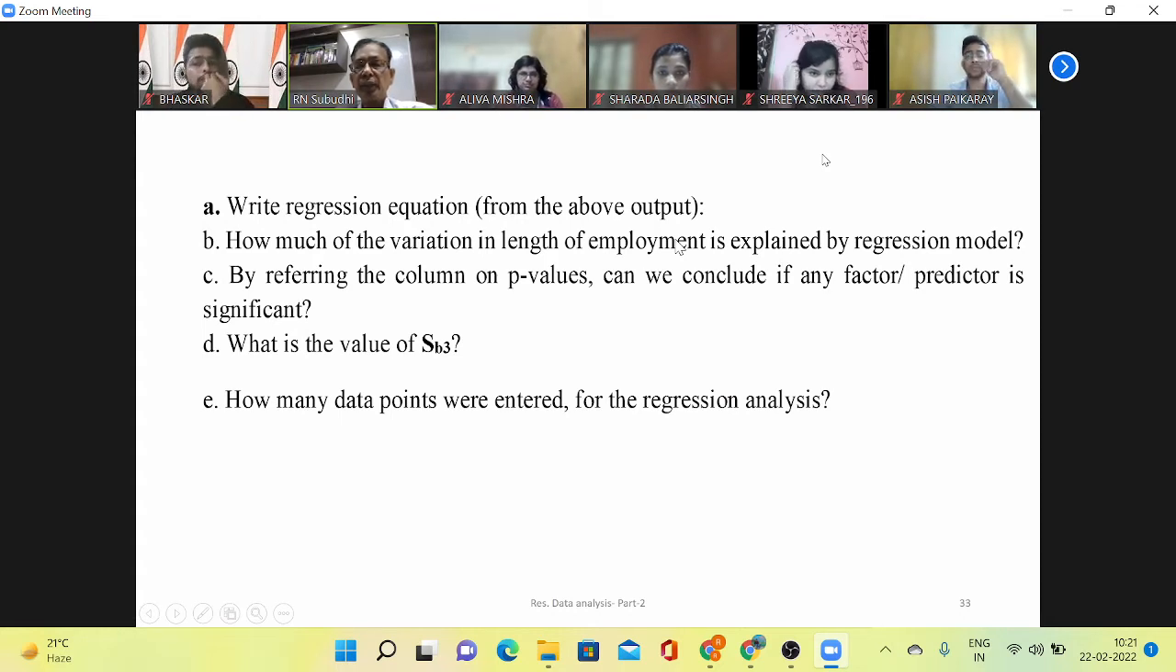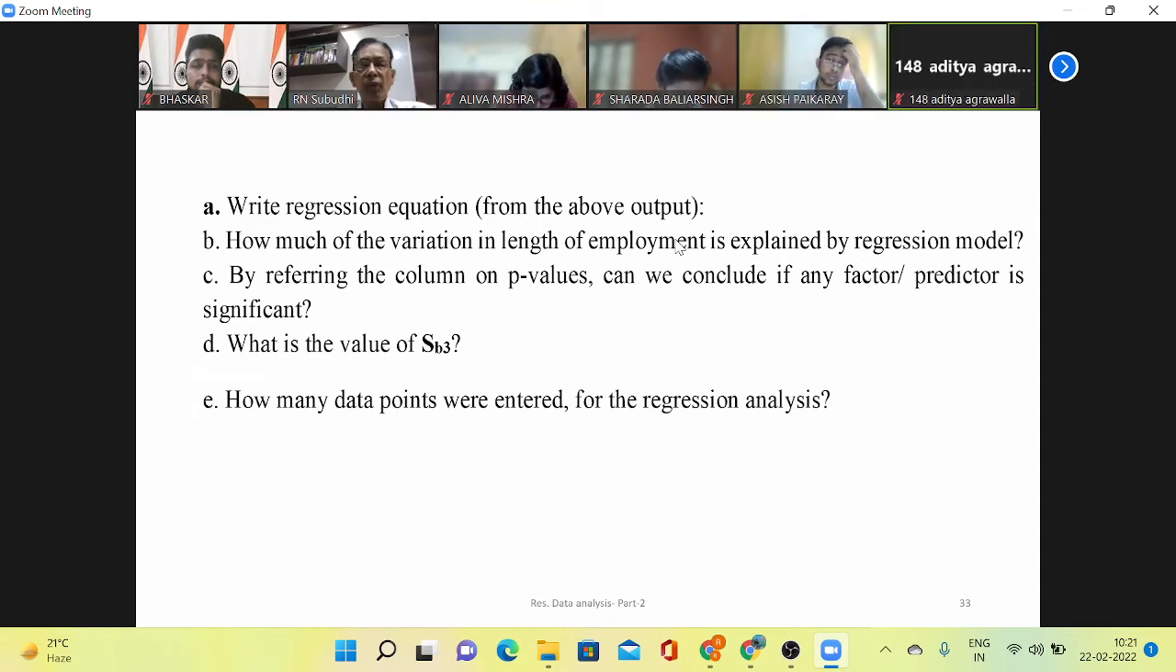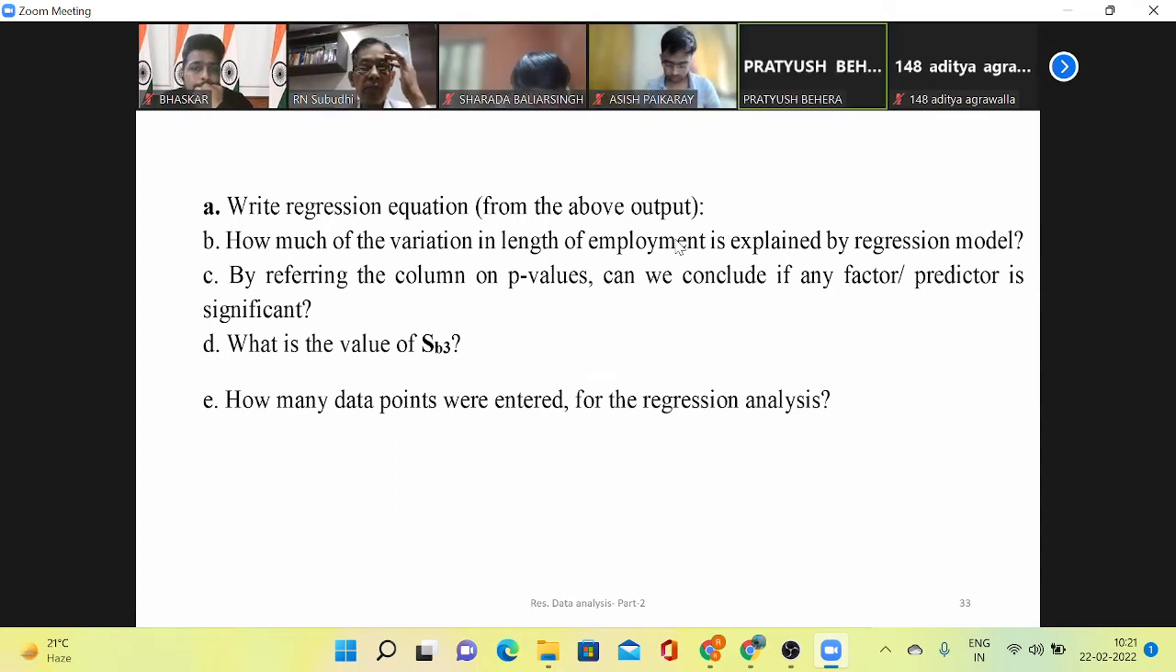Pratyush Behra, you are there? Pratyush Behra, Aditya Agrawal. Yes, sir, I am here. Just tell your classmates what is the meaning of this part, what we should do. Any suggestion? So it's written, we have to write a regression equation from the above output. How do you do that?